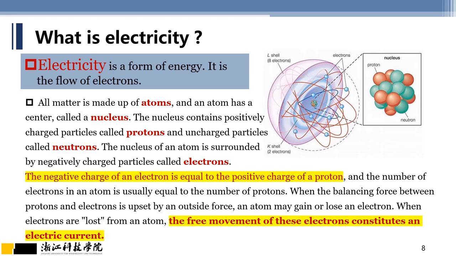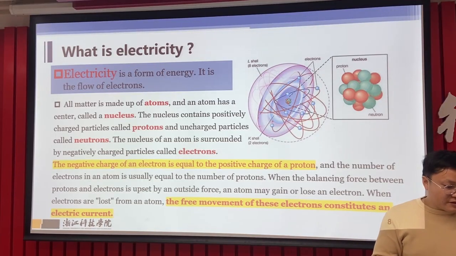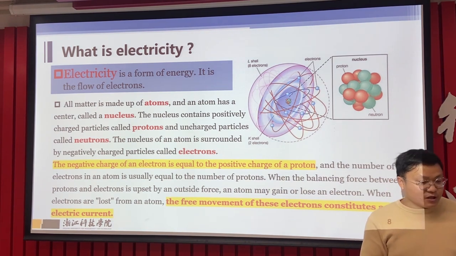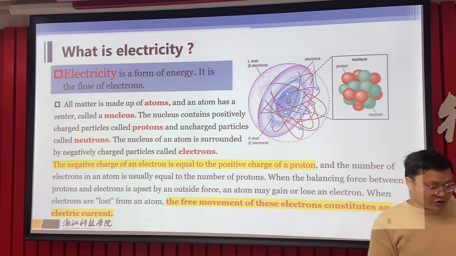Okay, what is electricity? Electricity is a form of energy. It's the flow of electrons. As we all know, there is a model of the atom. All matter is made up of atoms. And an atom has a center called a nucleus. The nucleus contains positively charged particles called protons, and uncharged particles called neutrons.